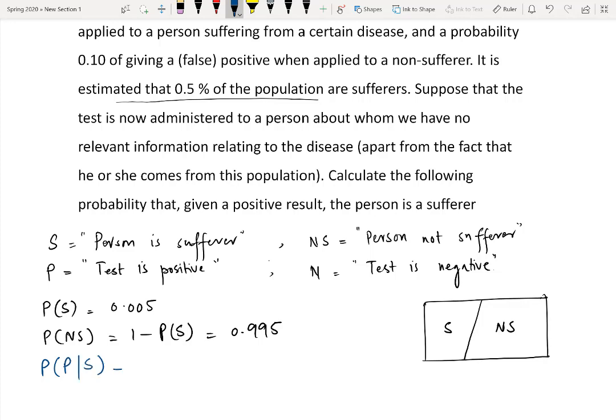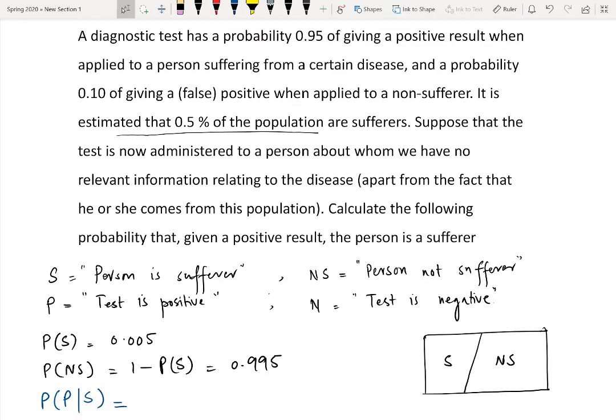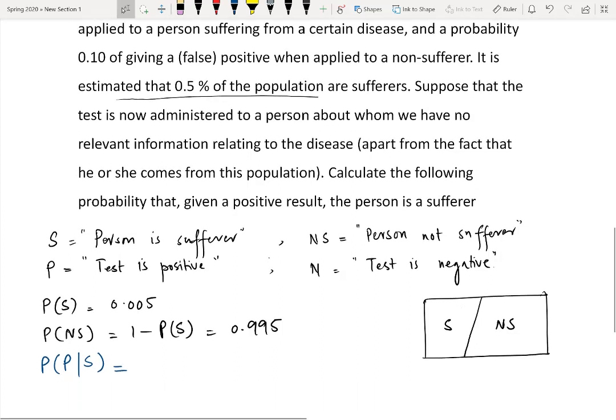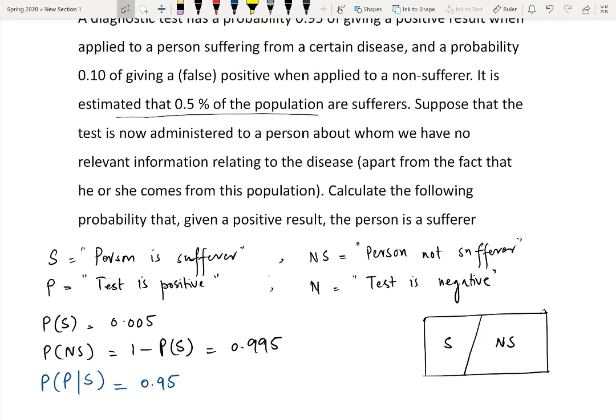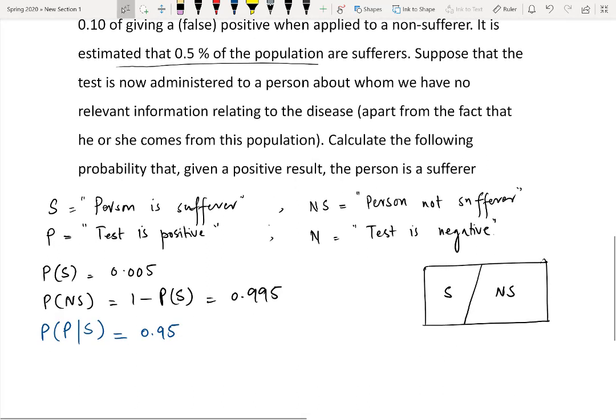that the test is positive given the person is a sufferer. Now we have to find where this information is given. So we can see that a test has a probability 0.95 of giving a positive result when applied to a person suffering from a certain disease. It means this probability is given to be 0.95. Similarly, the next statement says a probability of 0.1 of giving a false positive when applied to a non-sufferer. It means that the probability that the test is positive, but it is a false positive, when applied to a non-sufferer is 0.1. So these two probabilities are already given to us.